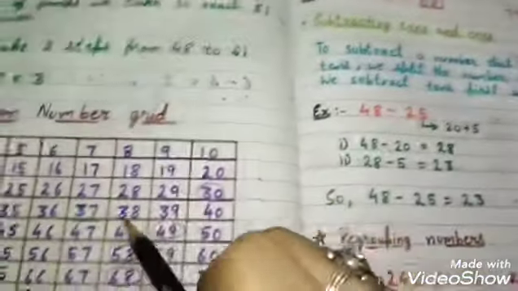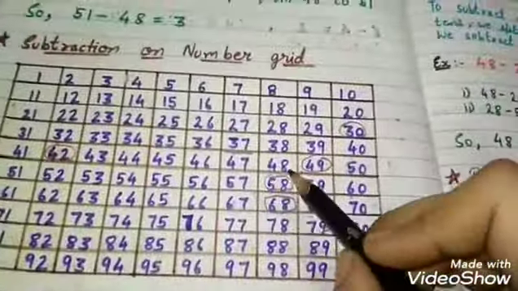We can easily do this through the number grid. 48 minus 20. See, where is 48 and minus 20, we will move 2 steps upward, that is 1 and 2. We get the answer 28. Then this 28 minus 5.